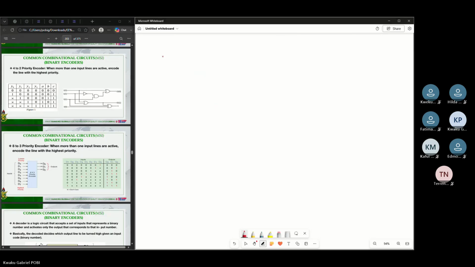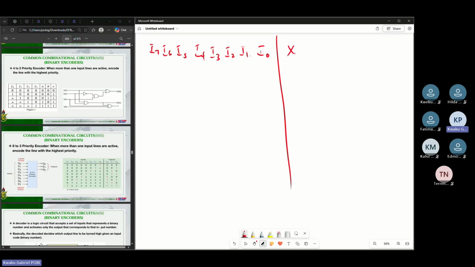Since we have, say, I7 here, I6, I5, I4, and then we are going to use 3 bits. Let's say the 3 bits are going to be X2, X1, and then X0. So those are the 3 outputs that we are expecting at a time.